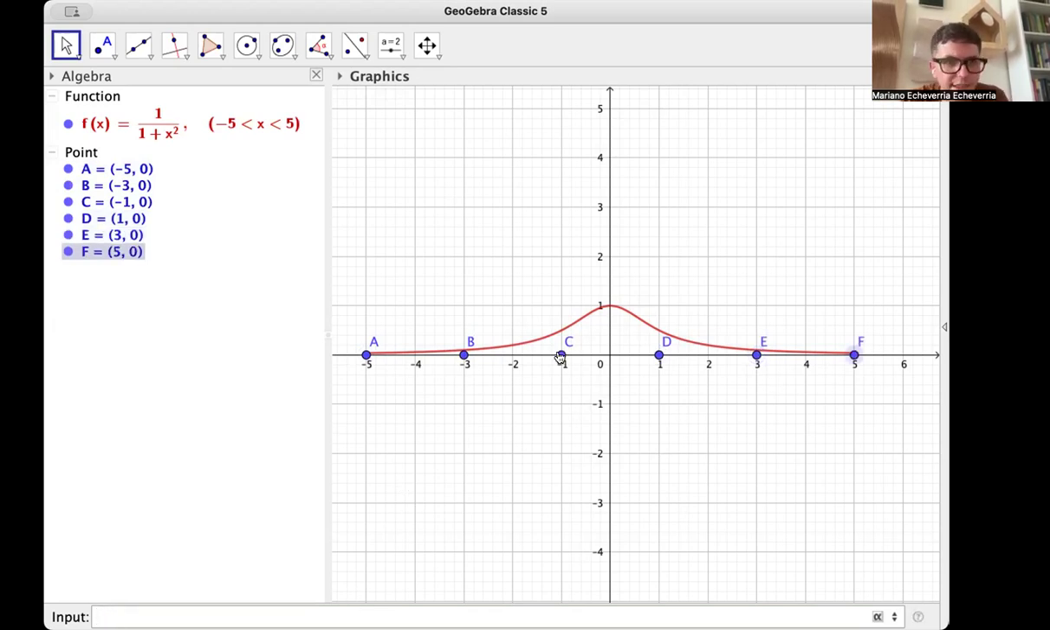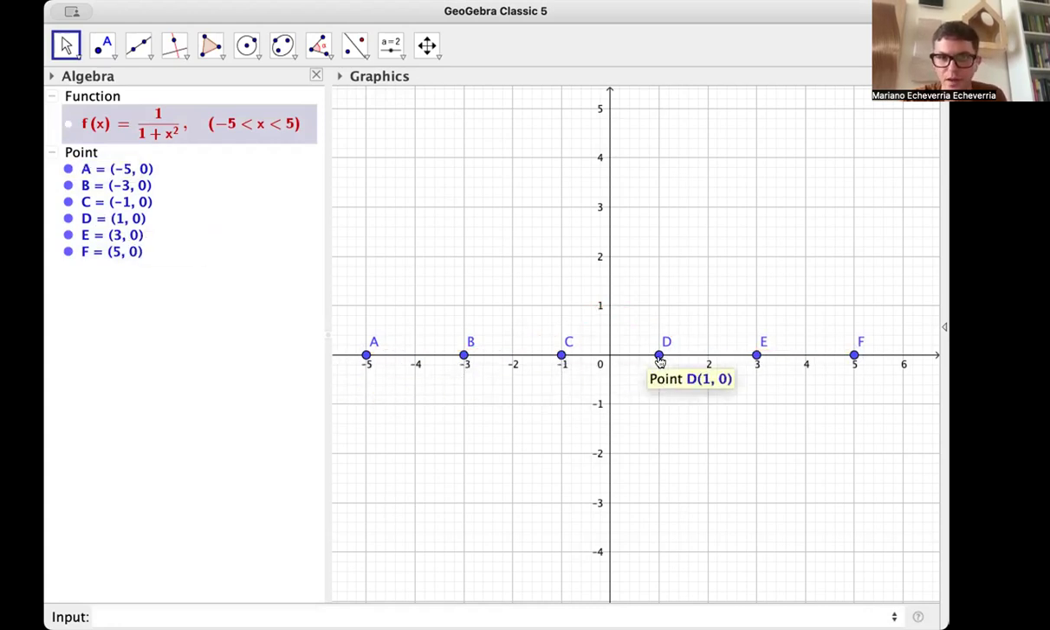Okay, so how many points did I choose? I chose 1, 2, 3, 4, 5, 6. Okay, so I chose 6 points. If you notice, all these points are at a distance two from one another, right? Sometimes that's called equidistant points because they're at the same distance from one another. So they're equally spaced. And so think of them as x values.